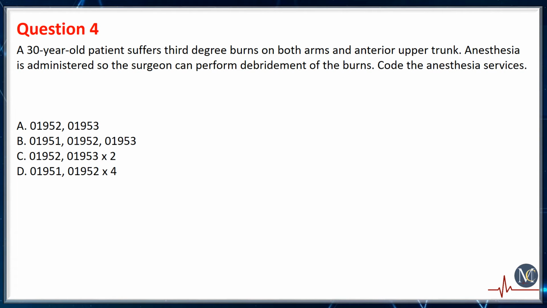Our next question: a 30-year-old patient suffers third degree burns on both arms and anterior upper trunk. Anesthesia is administered so the surgeon can perform debridement of the burns. Code the anesthesia services. Option A with service code 01952 and 01953. Option B with service code 01951, 01952 and add-on code 01953.